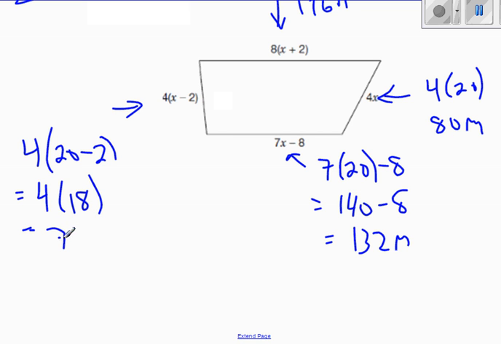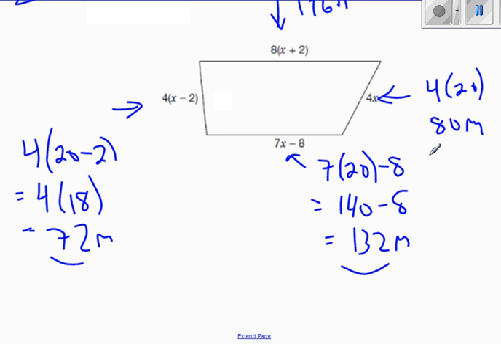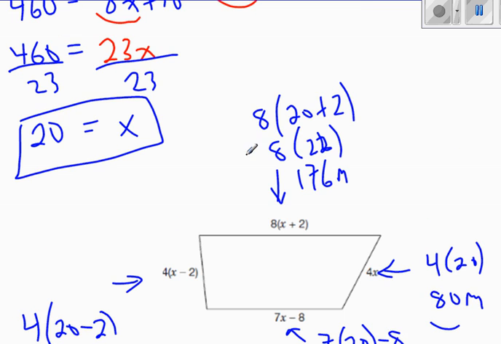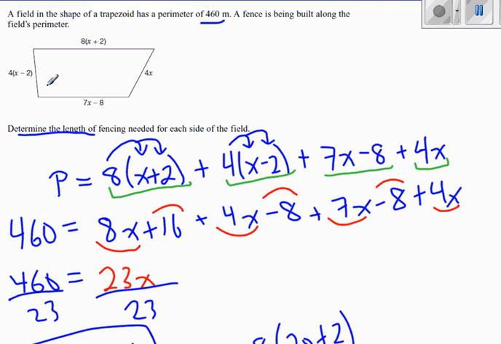Now, there's a very easy thing we could do to check our math, and that's obviously to add 72, 132, 80, and 176. And if we get 460, we know we did our math right.